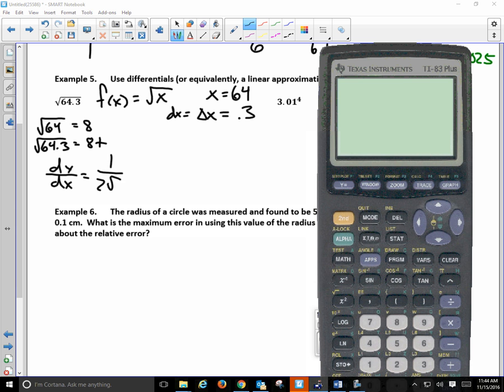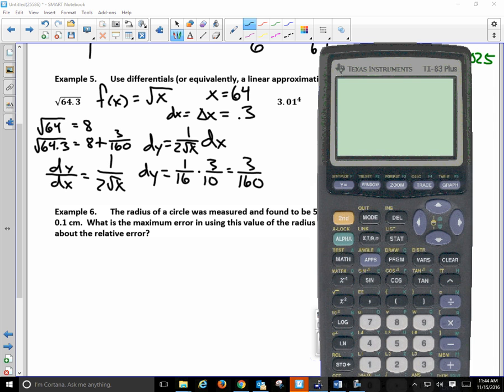1 over 2 roots of x, right? So therefore, dy is 1 over 2 roots of x times dx. So the estimated change is, what do I plug in for x? 64. So I get square root of 64 is 8 times 2 is 16. So 1 over 16 times 3/10. And you get 3 over 160. So from 8, I move 3 over 160.